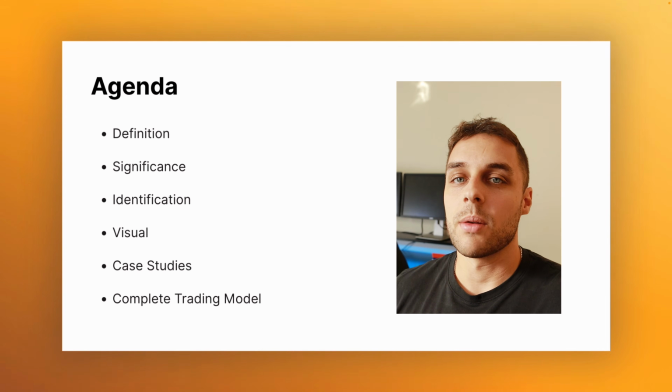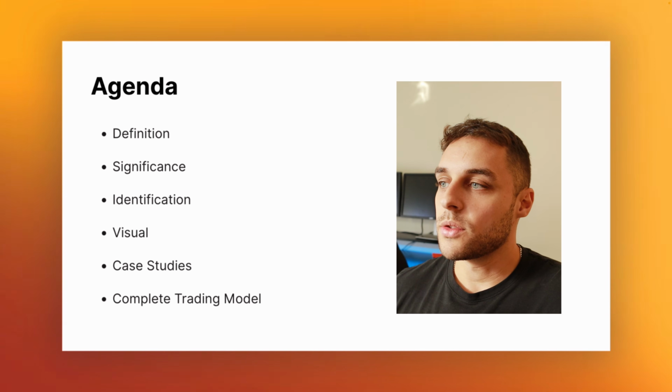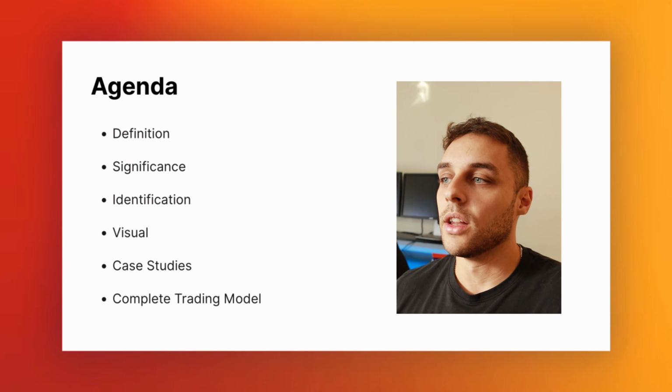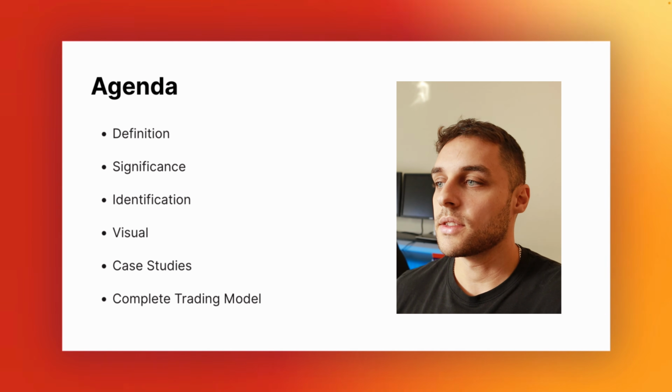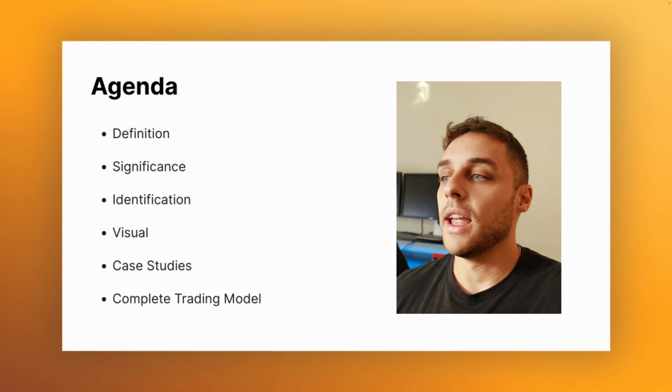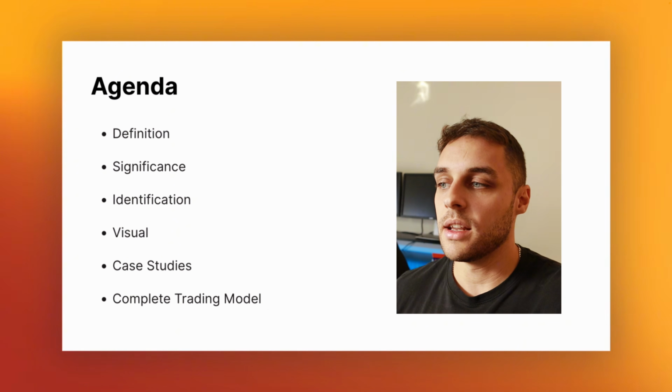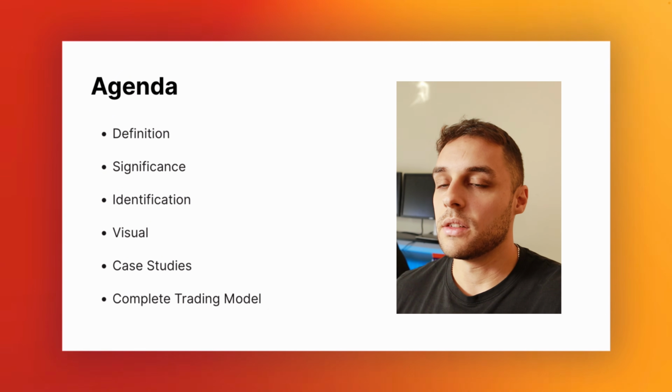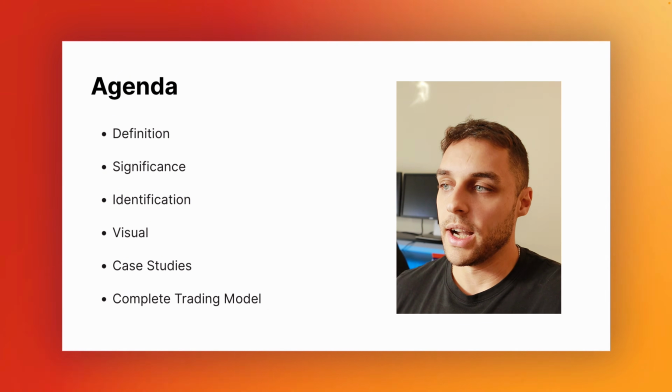Number one, let's talk about our agenda. First we're going to define a protected high and low. We're going to talk about its significance. Then we're going to talk about how we can identify a protected high or low, a visual of it so we can really understand it. Then we'll dig into some case studies followed by a complete trading model.